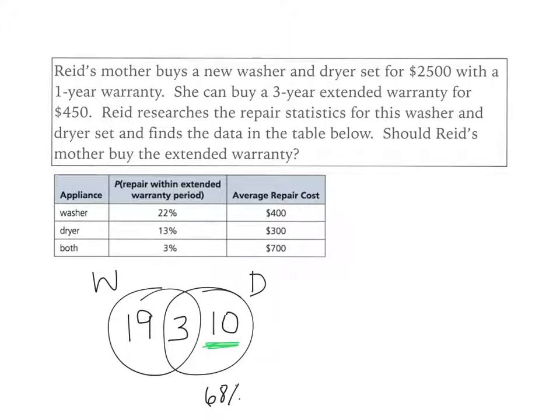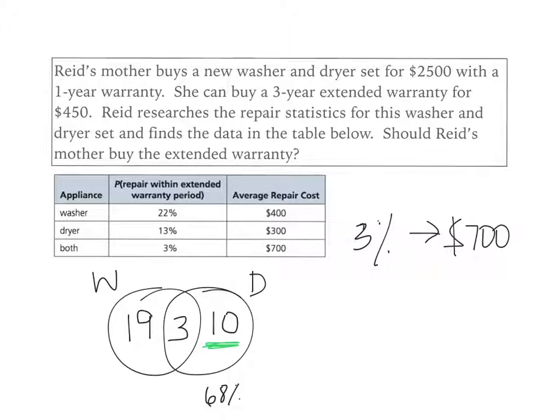And that might be enough for most people to say, if there's a 68% chance that nothing's going to go wrong, I'm not going to get this thing. But you should try to break it down here a little bit. There's a 3% chance that you're going to have to spend $700, which is significantly more than the warranty was. I mean, not that much more, 250 more, but still, it's more.